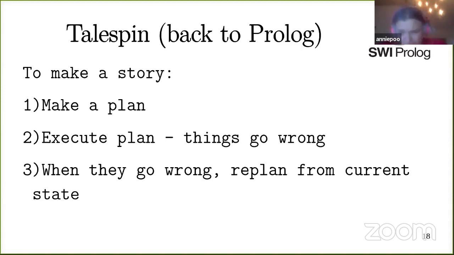So any fiction writer will tell you the way you make a story is that you have things go wrong. You have some characters, they make a plan, they go out to execute the plan, and things go wrong. When they go wrong, they then have to figure out how to achieve either their original goal or some more urgent goal from the new state.